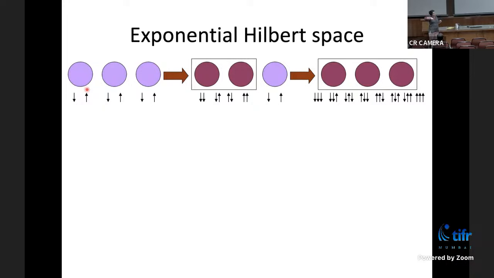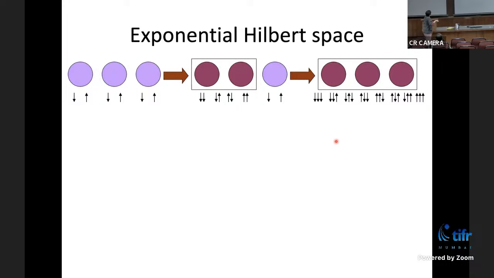It could have one down electron, or it could have double occupancy. So four possibilities. Okay, never mind. Let's still keep to spins. Now, if I have two such spins, I would have four such possibilities because you will have up-up, up-down, down-up, down-down, right?